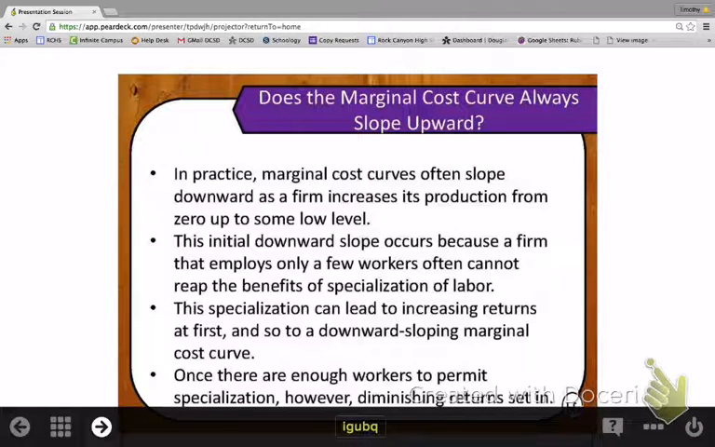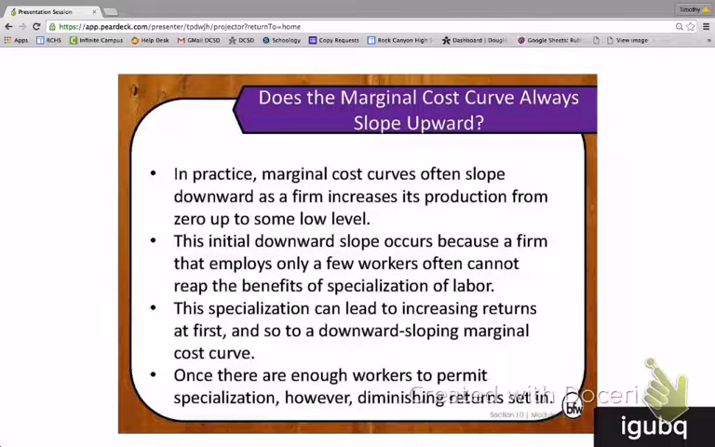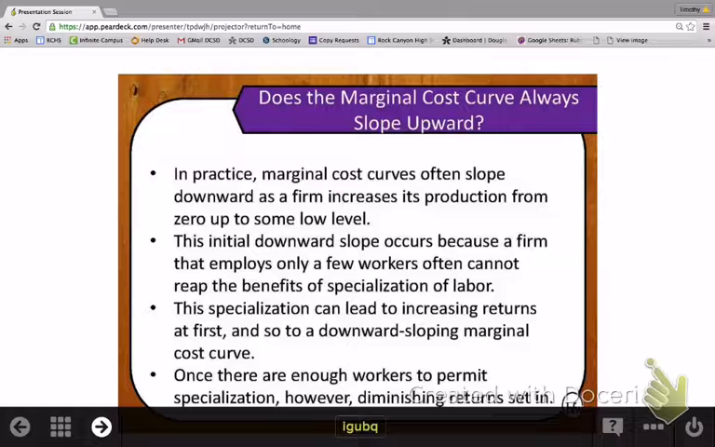This initial downward slope occurs because a firm that employs only a few workers often cannot reap the benefits of specialization of labor. This specialization can lead to increasing returns at first, and then to a downward sloping marginal cost curve. But once there are enough workers to permit specialization, diminishing returns set in.